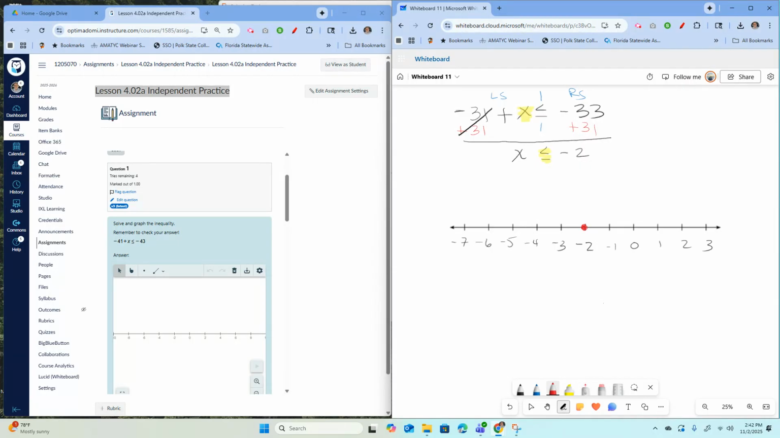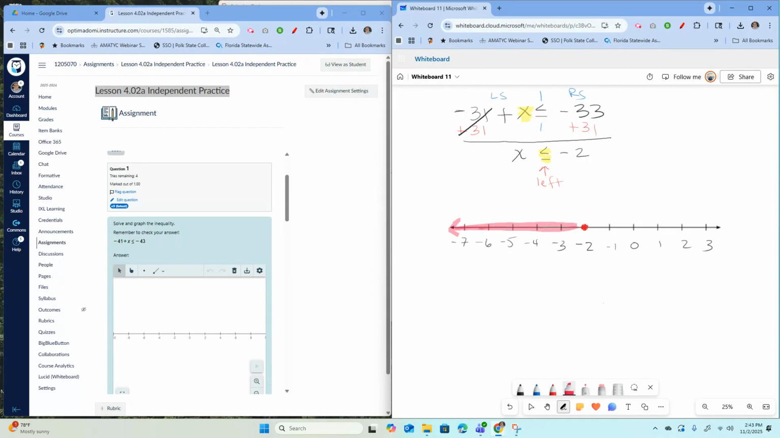Solid, see? Solid. And then what I'm going to do is shade everything. Where are all the numbers that are smaller or equal than negative 2? All the numbers that are smaller or equal than negative 2 are to the left. That's what this arrow is saying. That's why I'm going to shade everything to the left of negative 2.